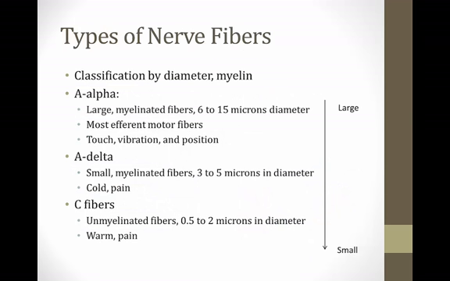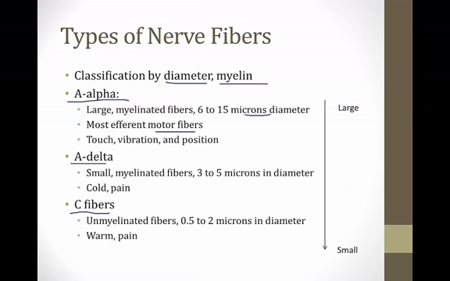We classify nerve fibers by their diameter and by whether they're myelinated or not, and I've drawn them here in this slide from the largest, which are the A alpha, to the smallest, which are the C fibers. The A alpha are large myelinated fibers, 6 to 15 microns in diameter. This is what most of our efferent motor fibers are composed of. These also carry senses like touch and vibration and position.